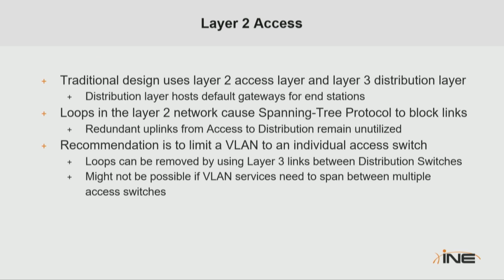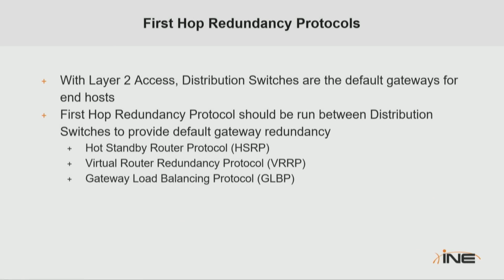But this might not be possible if VLAN services need to span between multiple access switches. With layer 2 access, we're typically running what's called a first hop redundancy protocol in the distribution switches, because these are going to be the default gateways for our end hosts. So a first hop redundancy protocol should be run between the distribution switches to provide default gateway redundancy.